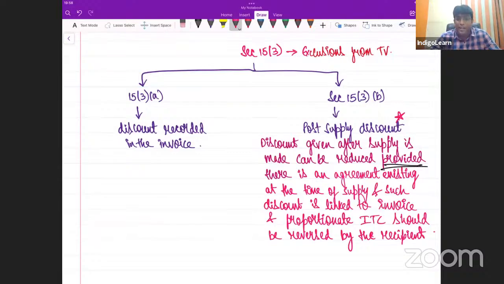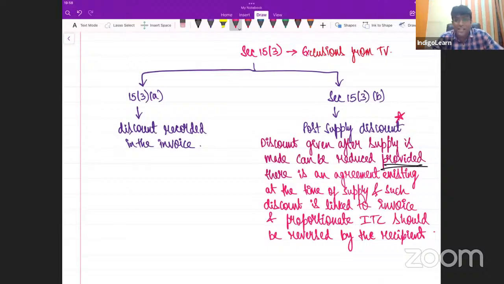So if you observe carefully, my dear friends, there are three interesting conditions they have covered there. Condition number one, agreement is existing at the time of supply. Number two, the discount is linked to an invoice. Finally, the last condition, proportionate credit is reversed by the recipient.